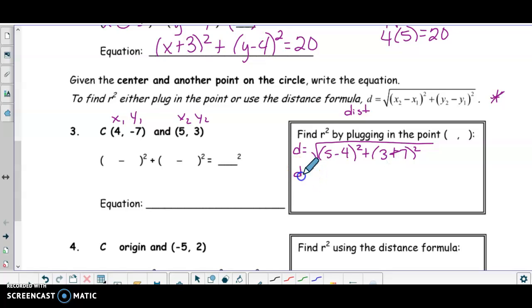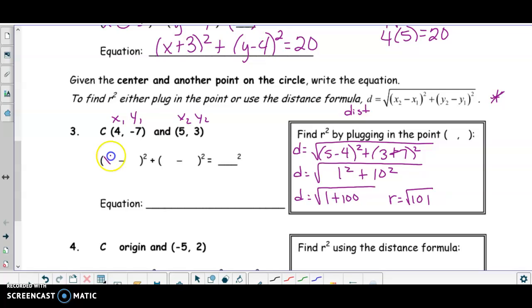And I'm just going to simplify this. So I have 5 minus 4 is 1, so I have 1 squared. 3 plus 7 is 10 squared. So now I have 1 plus 100. So my radius is the square root of 101.